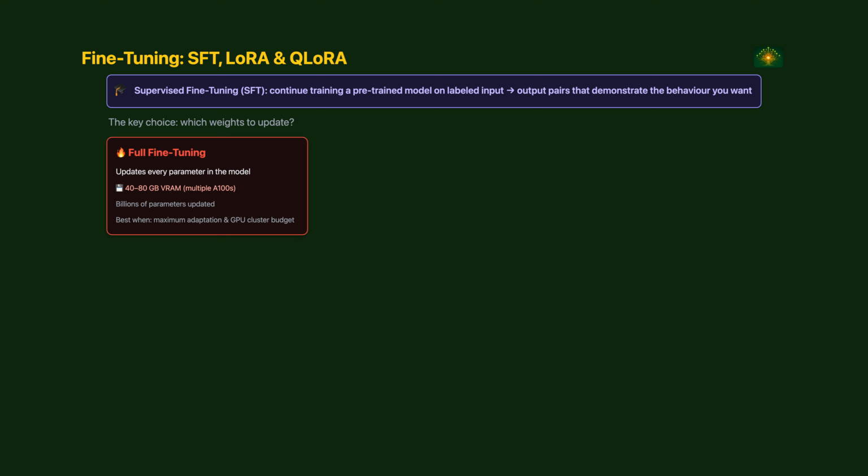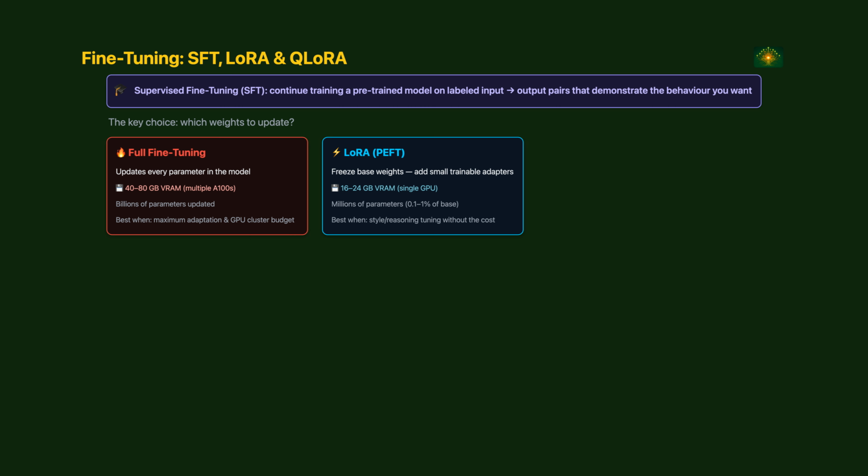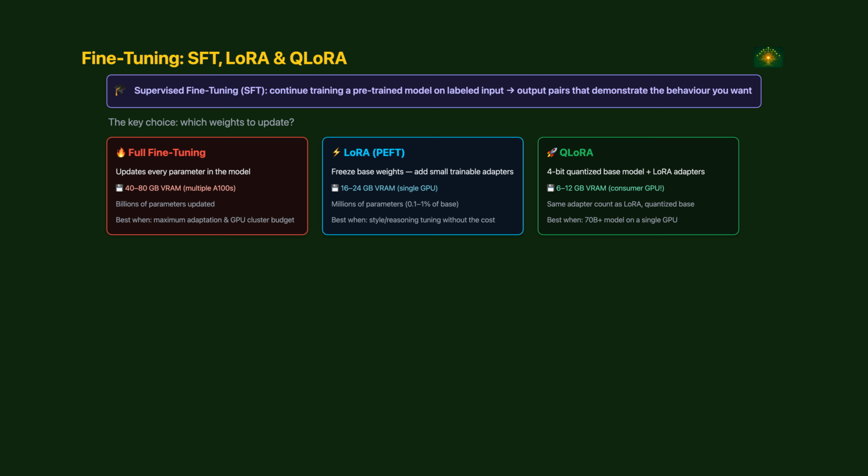LoRA takes a smarter path. Freeze the base model, add tiny trainable adapters. Same quality, far less compute. QLoRA goes further. Quantize the base to 4-bit and apply LoRA on top. A 70 billion parameter model that normally needs 8 GPUs fits on one.